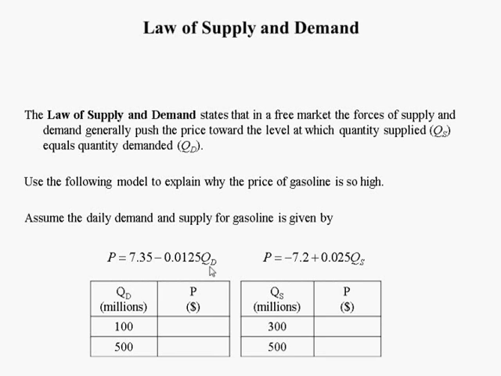In order to graph both these lines, we need 2 points. So we're going to plug 100 million gallons of gasoline into the demand curve for gasoline. And when we do that, we get a price of $6.10. We're going to plug 500 million gallons into the demand curve. We're not literally plugging in 500 million. The units are in millions, so we're only plugging in 500. So we plug 500 into the demand curve and we get a price of $1.10. We do the same thing in the supply curve. We plug in 300 and we get 30 cents for a price. We plug in 500 and we get $5.30 for a price.